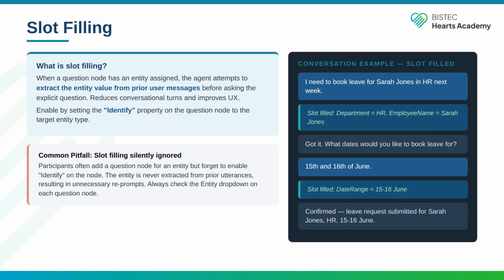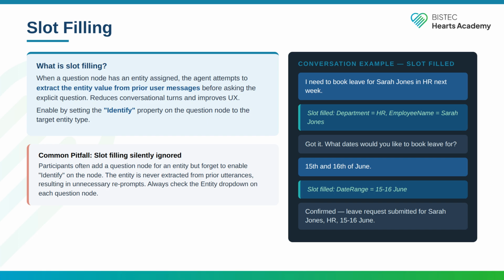Slot filling is the mechanism that reduces conversational turns by extracting entity values from prior utterances before the agent asks for them explicitly. When a user's opening message contains information the agent is going to need, slot filling captures it automatically rather than asking a separate question. The mechanism is enabled by setting the identify property on a question node to the target entity type. When this property is set, the agent attempts to extract the entity value from all prior user messages in the current topic before prompting for it. If the value is already present in the conversation history, the question is skipped. If it is not present, the agent asks normally.